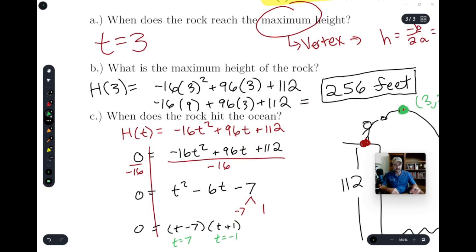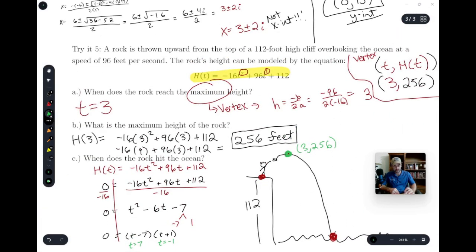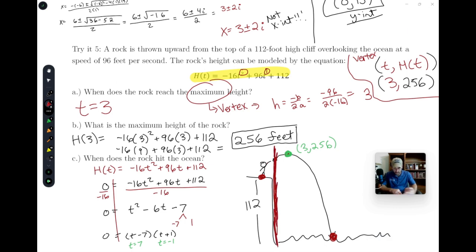Now we have to decide, wait, they gave us 2 answers and we only wanted 1. So is this number more like 7 or more like negative 1? I'm going to sketch this y-intercept real quick. So that is the y-axis with the y-intercept right there, right? If we go to the right of the y-intercept, we get 7. And so when does the rock hit the ocean? Probably at time equals 7.